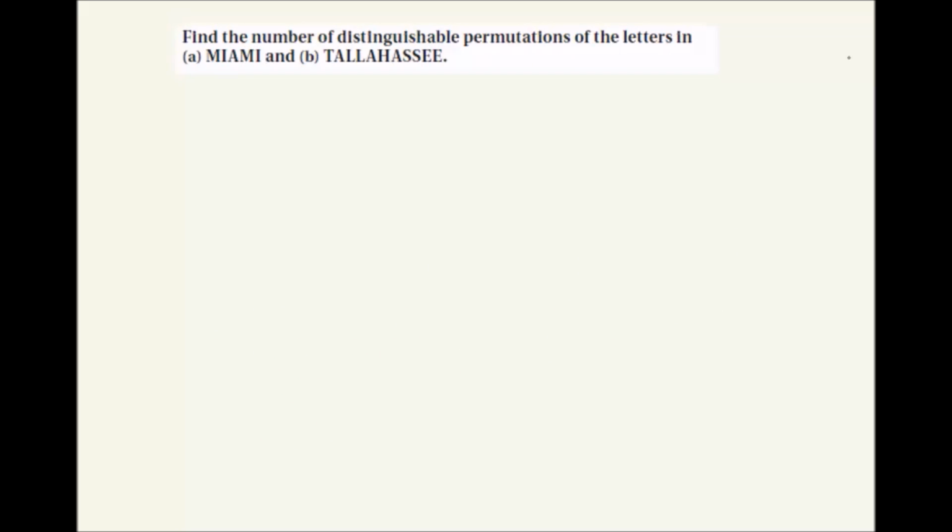The last question says, find the number of distinguishable permutations of the letters in Miami and Tallahassee. So it says distinguishable. It's because you can tell them apart, because Miami has some letters that repeat. And so some of the orders of these things will actually look the same because there's 2 M's. You wouldn't know which M is which. Same with Tallahassee.